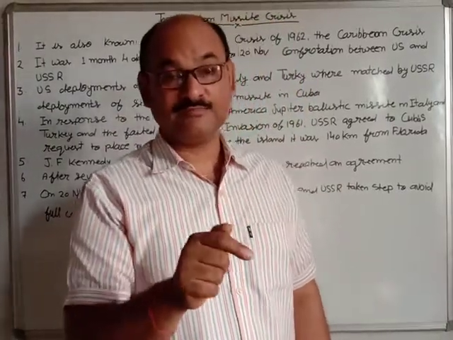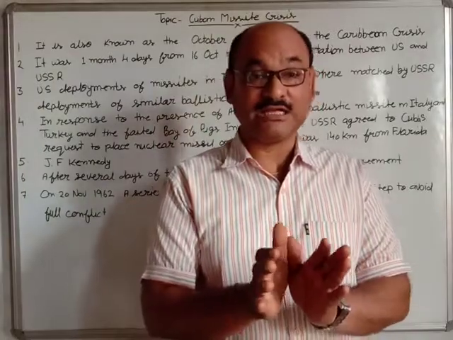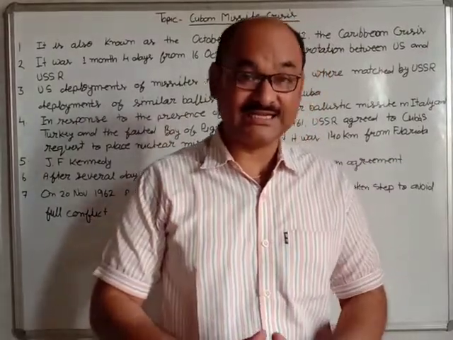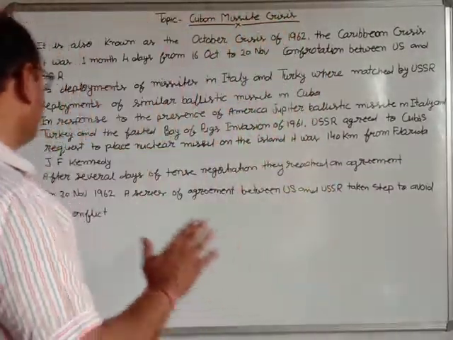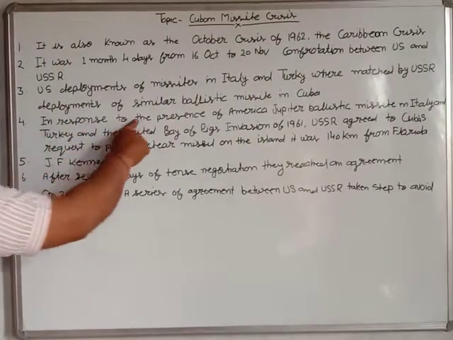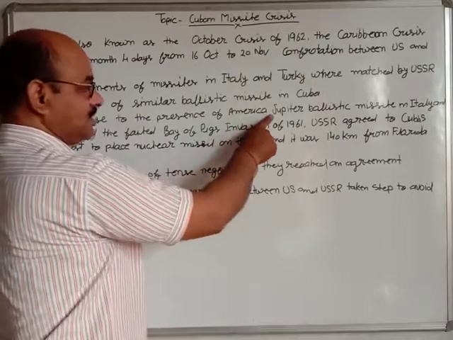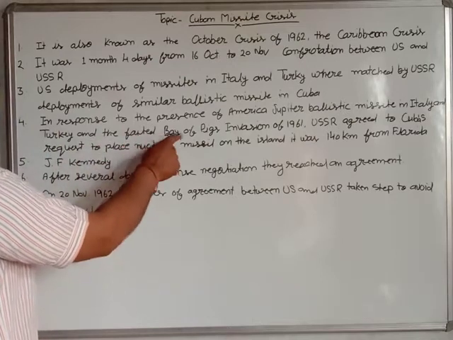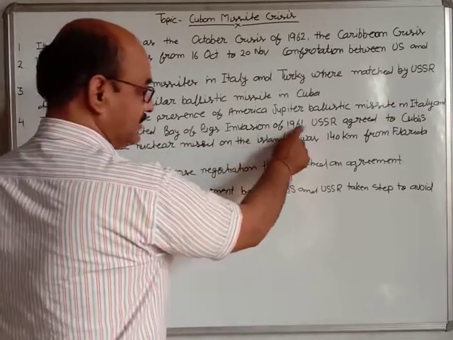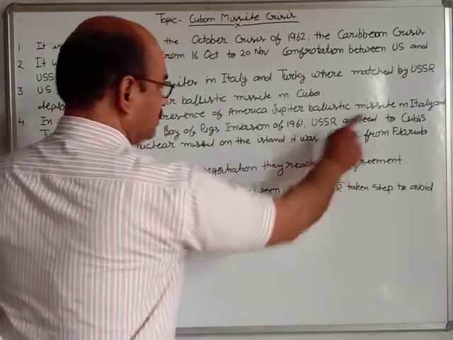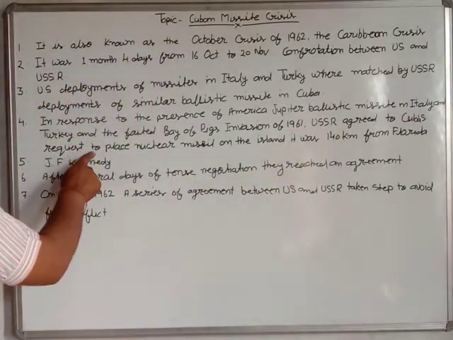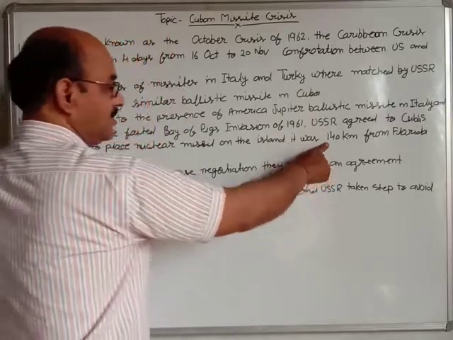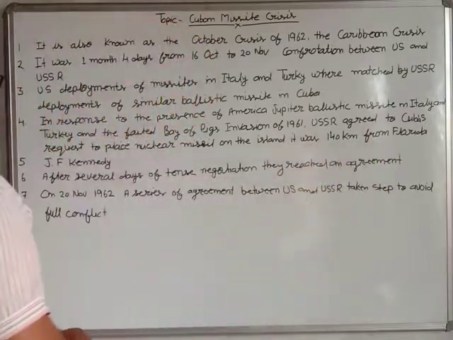Under this, America came within the missile range of the USSR. It increased tension. What happened then? In response to the American Jupiter ballistic missiles in Italy and Turkey and the failed Bay of Pigs invasion of 1961, the USSR agreed to Cuba's request to place nuclear missiles on the island. It was 140 kilometers from Florida.